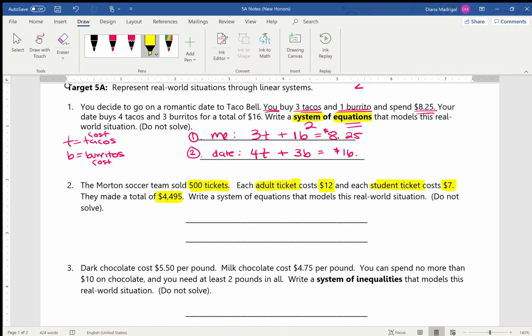It says write a system of equations that models this real world situation. Again, we're writing equations, that means equal sign. First thing is always identify your variables. What two variables am I going to use? Because both of your equations are using the same variables. Well, they're talking about adult tickets and student tickets. So there you go. A is going to be for adult tickets, and S is going to be for student tickets.